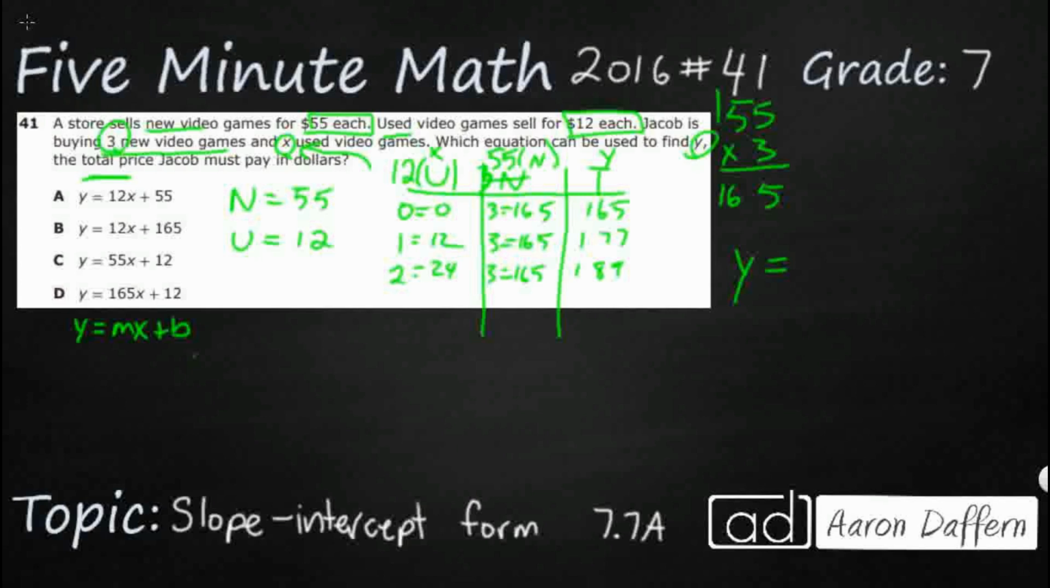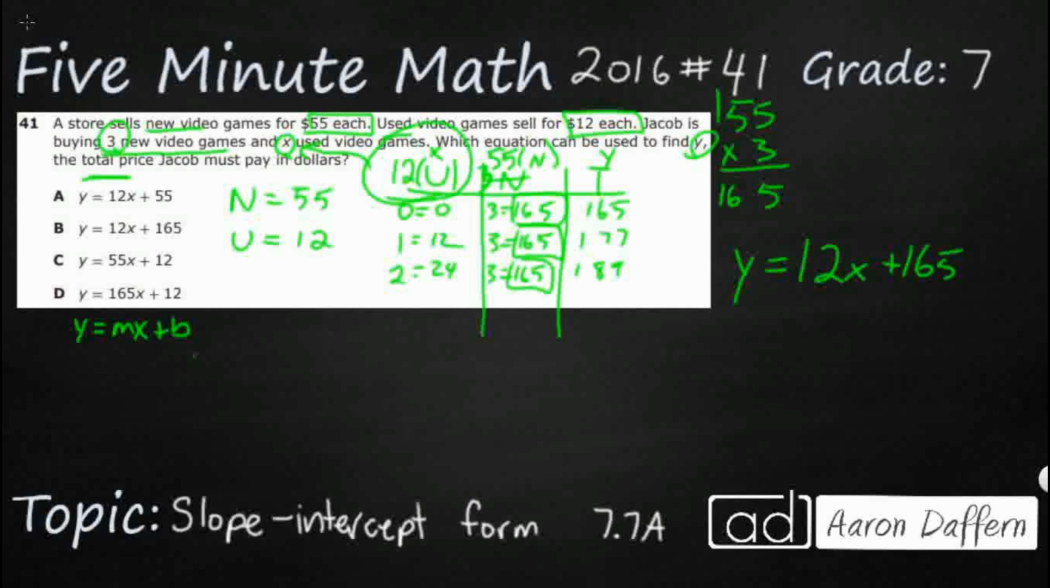We've got 2 different things here. We have this, which is unknown. The X is the number of used video games. We do know that they cost $12 each, and we just multiply it by X because we don't know how many we're going to buy. But we do know that no matter what, we're at least paying 165. So we can go ahead and add that in there.